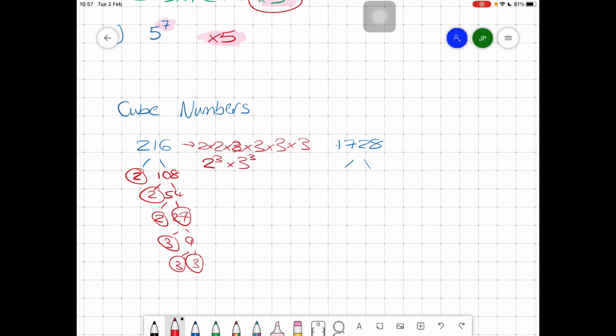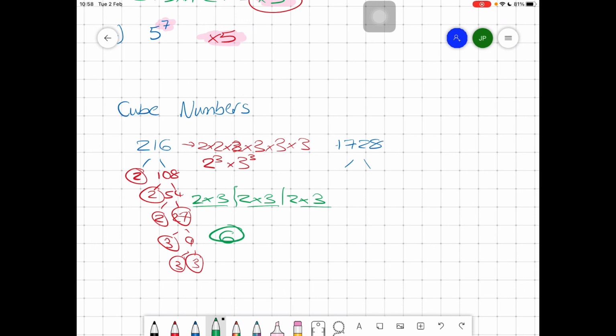Now to make it into a cube number, square numbers we split into 2 groups, cube numbers we just need to split into 3 groups instead. As long as we can get 3 equal groups out of it, it's a cube number, we can find the cube root. So my 2's I can split into 2, 2 and 2. My 3's I can split into a 3, a 3 and a 3. Therefore I'm happy it's a cube number, I can find the cube root. 2 times 3 gives me my cube root of 6.